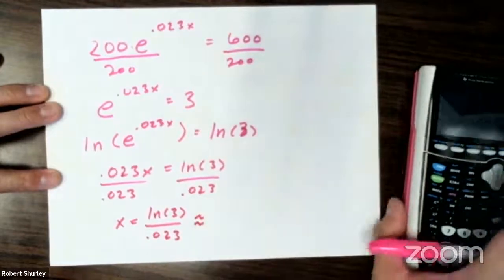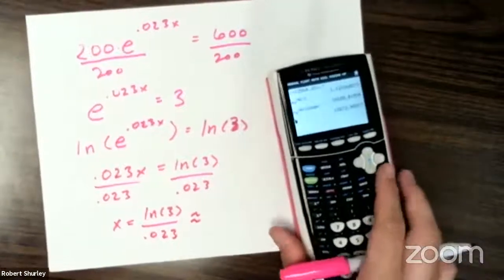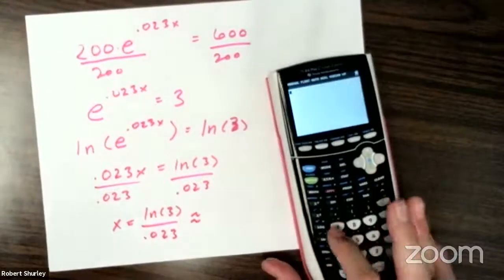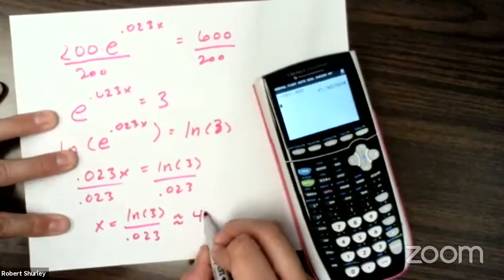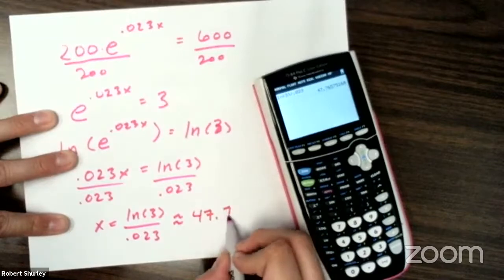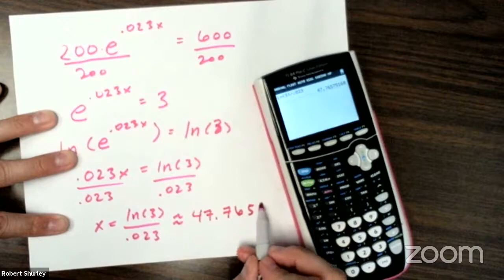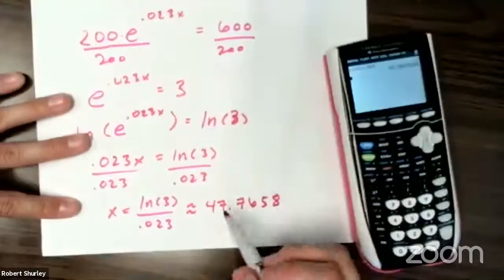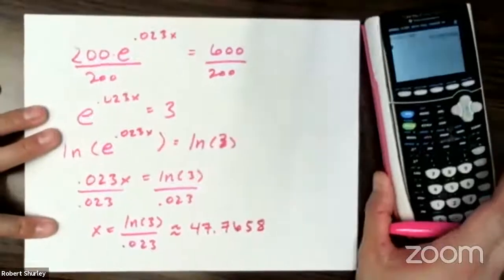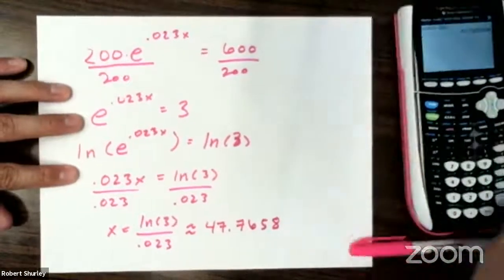And then I'm going to round it to like 4 or 5 decimal places. I just don't like that they do 2. That's ridiculous. So 47.7658, how about that? Sounds good. Okay. Now I'm going to check this just to make sure I'm right.